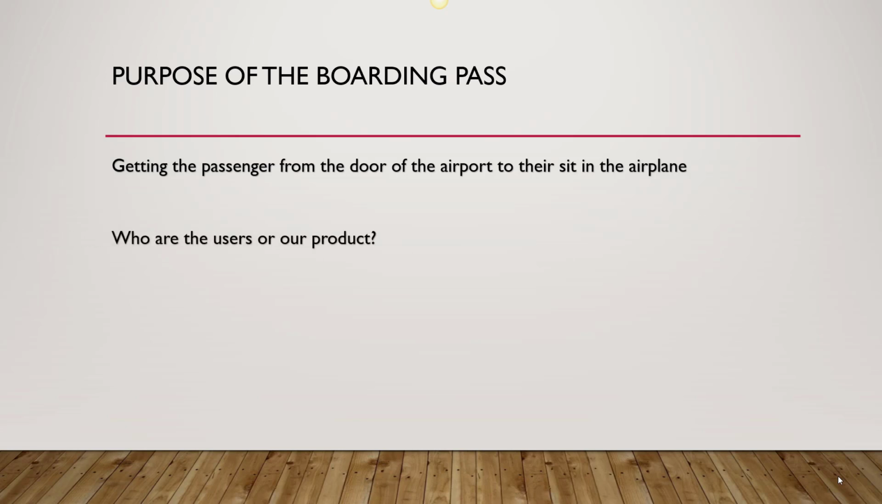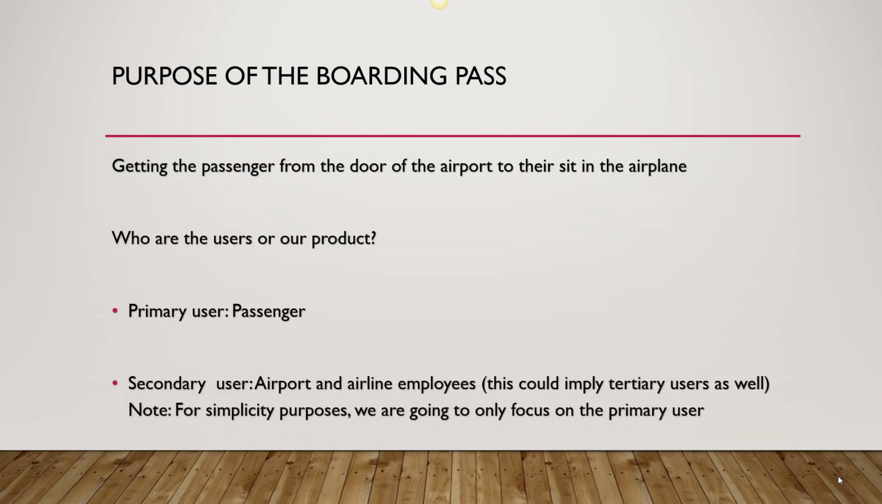So, who are the users of our product? Now, this seems like a simple question, and you might say, well, that's very obvious, come on, man, the passenger, and you are absolutely right. So the primary user is the passenger. However, there are other people involved in the process. The airport and airline employees also need to interact with your product. So we added a second level of importance. The primary user is the passenger, but you also have secondary, and potentially maybe another level of users as well. Now, for simplicity, we're going to focus only on the primary user.